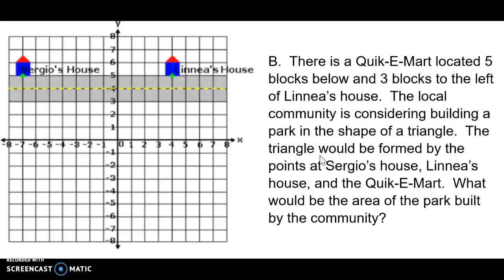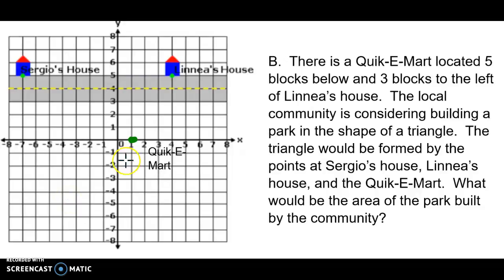So the first thing I'm going to do is I know that Quickie Mart is located 5 blocks below Linnea's house. So I'm going to go 5 blocks. 1, 2, 3, 4, 5. And then it's 3 blocks to the left. So I can get my point and get 1, 2, 3 to the left. So the ordered pair of where Quickie Mart is located is x of 1, 0. My Quickie Mart ordered pair would be 1, comma 0.